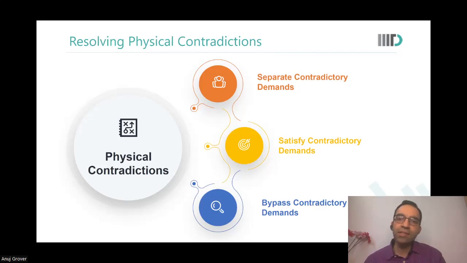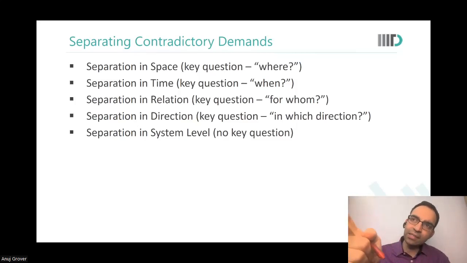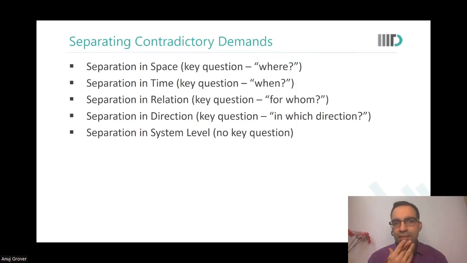Let us first look at separating contradictory demands. We separate contradictory demands by answering these 5 questions. So the hammer should be heavy, the hammer should be light. Where should the hammer be heavy? Where should the hammer be light? Okay, when I am hitting, when the hammer hits the nail, at that point it should be heavy. Where I am holding it should be light.